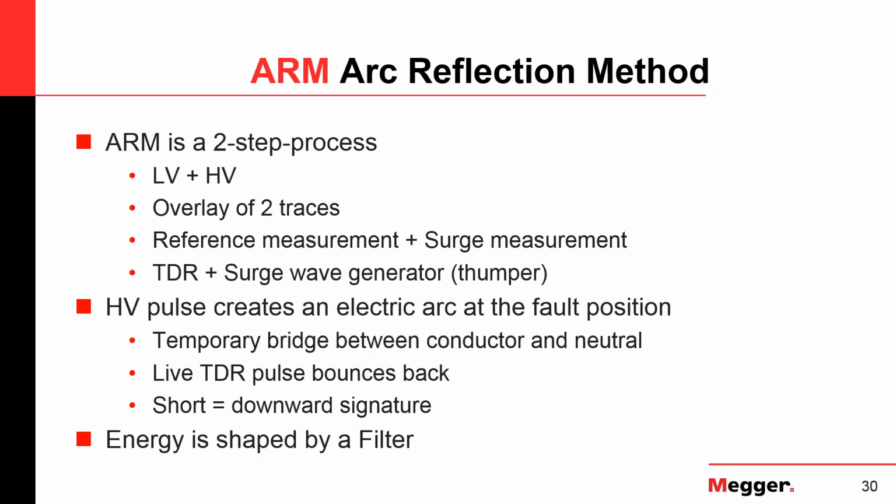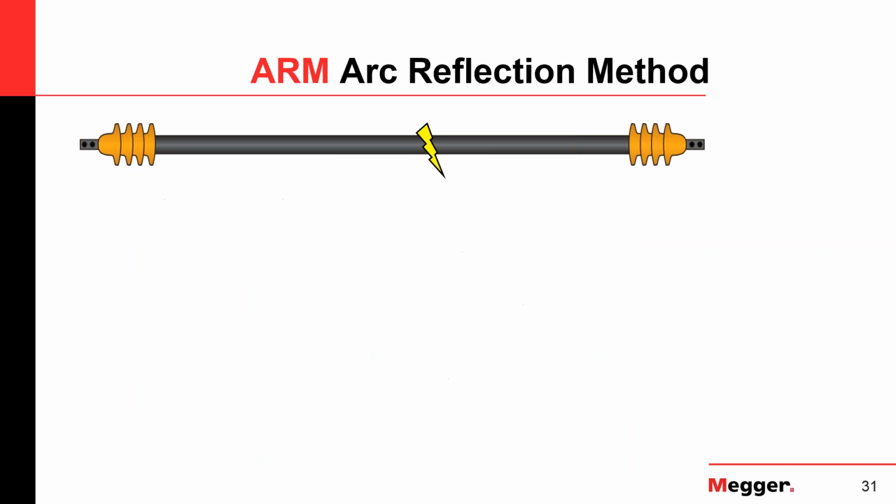It's a short. It's an arc. There are two electrodes, two different parts of your cable that should not be at the same potential, and now they are almost at the same potential. So the TDR will record a downward blip, a downward bump, and with the overlay of those two traces, you can actually calculate the distance to the fault.